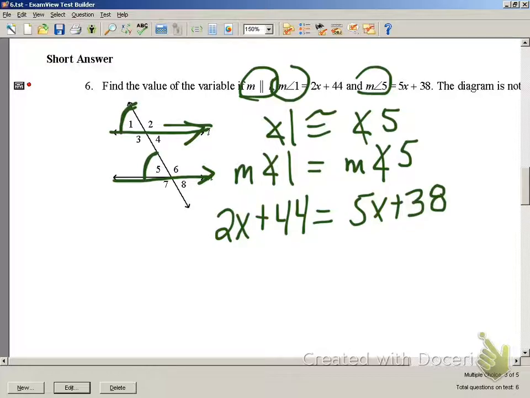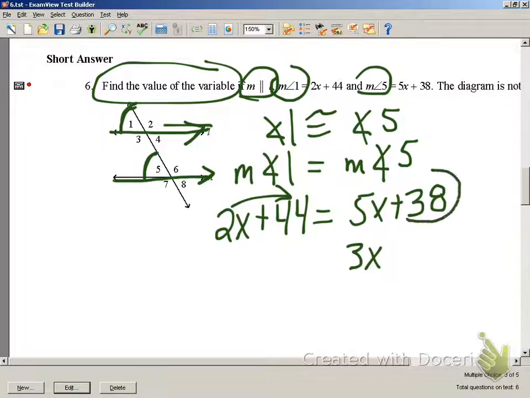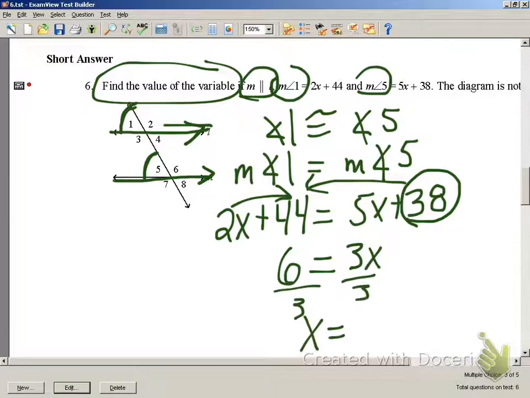And I'm going to solve for x because it says find the value of the variable. If the 2x goes across, that means I subtract it, so that gives me 3x, 5x minus 2x. If I take the 38 across, I'm going to be subtracting it from 44. 44 minus 38 is 6. Dividing both sides by 3, x equals 2. And that finishes our startup for week number 6.